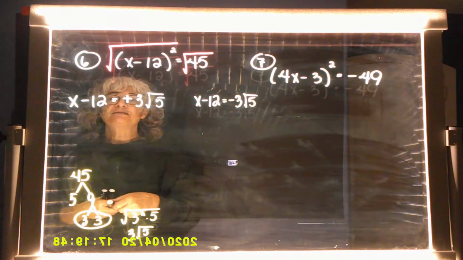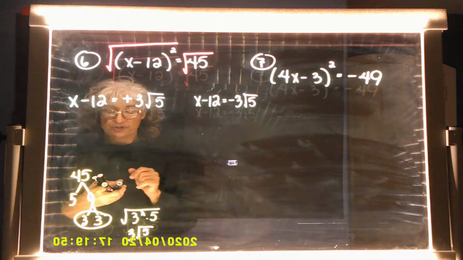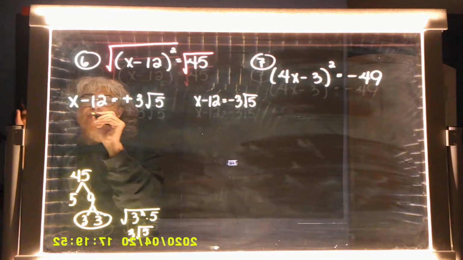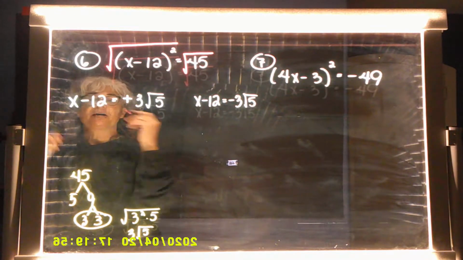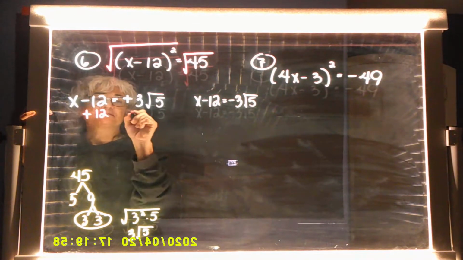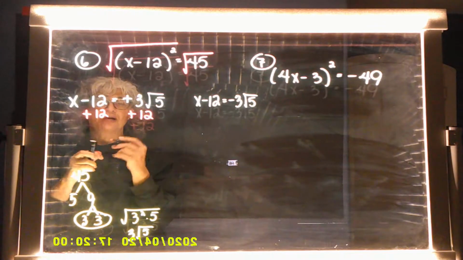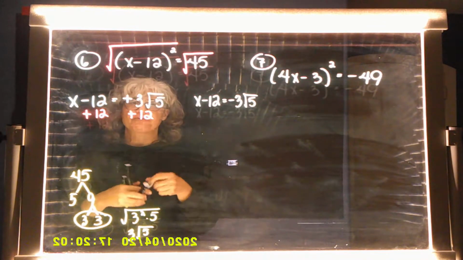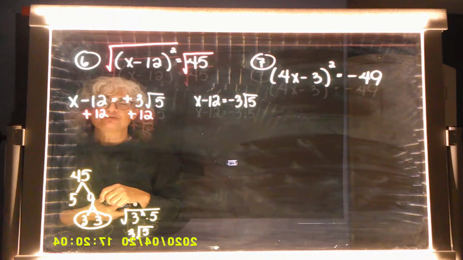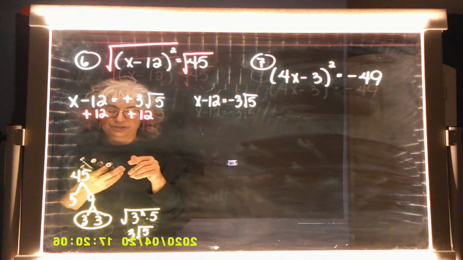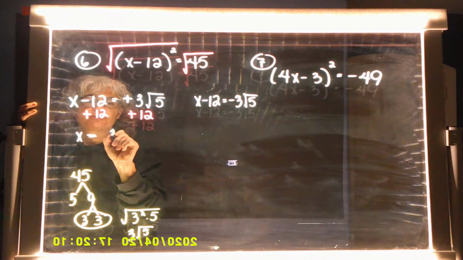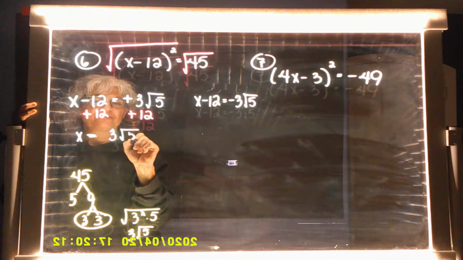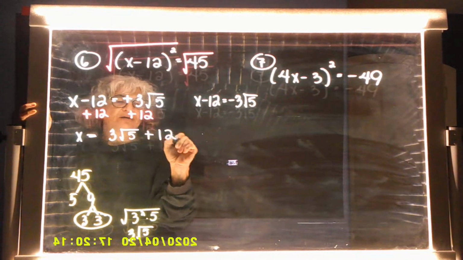And then I have to move this 12 over, don't I? So I get to add 12 to both sides. Agreed? All right, so when you add the 12 to both sides, can I add the 12 and the 3 square root of 5? Correct, you cannot, because they're not like terms, are they? So you would have x equaling 3 square root of 5 plus 12, wouldn't you?